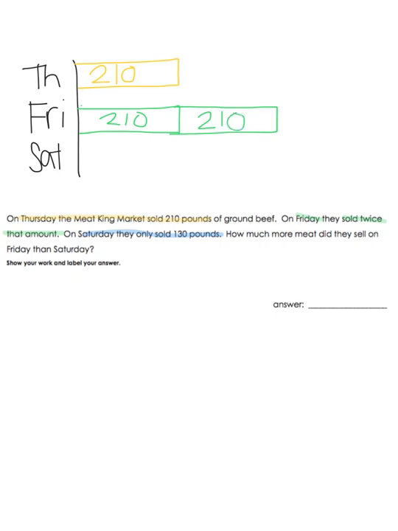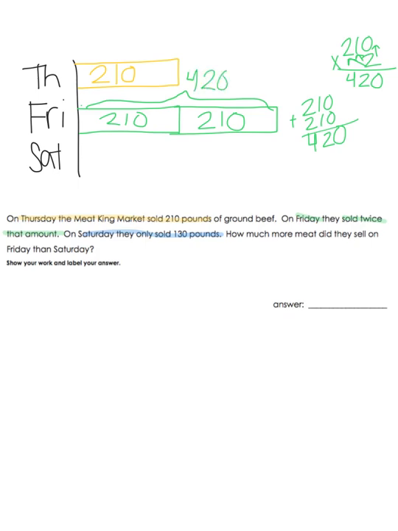So I can either do 210 plus 210, 0 plus 0 is 0, 1 plus 1 is 2, 2 plus 2 is 4, or I could have done 210 times 2. First I would have done 2 times 0 is 0, then 2 times 1, which is 2, then 2 times 2, which is 4. Either way, on Friday, they sold 420 pounds. Finally, on Saturday, which I highlighted in blue, they only sold 130 pounds.